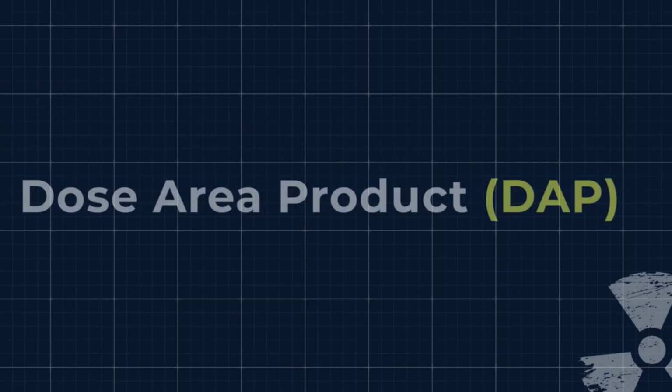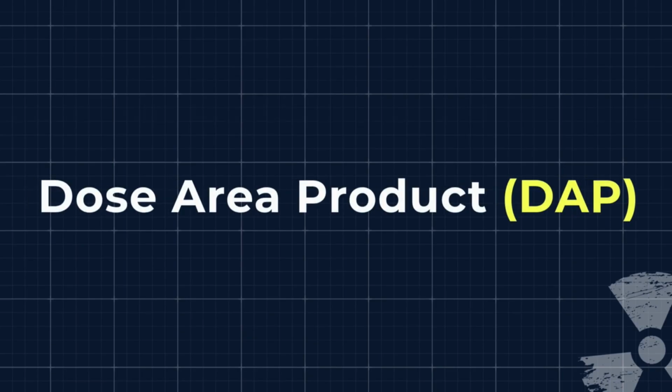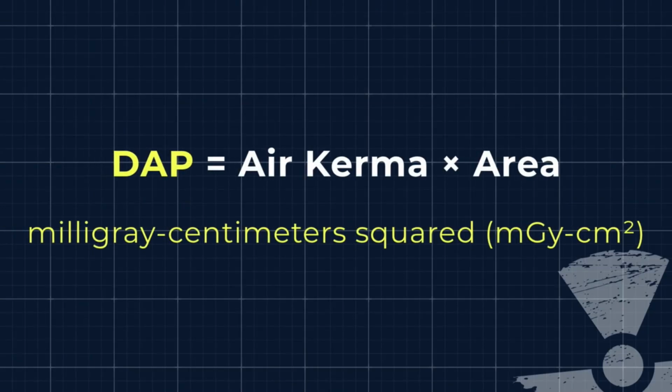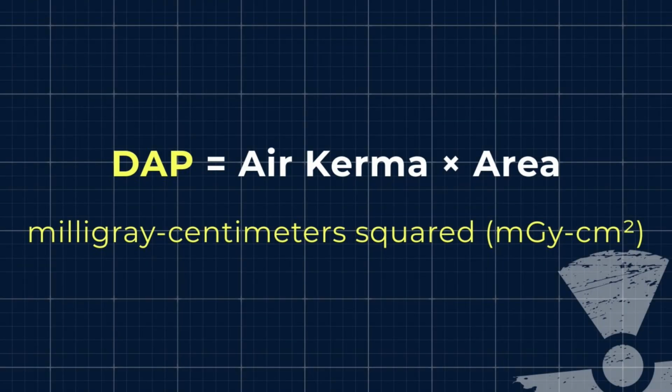Now, one last thing that we need to know before wrapping up is dose area product, or DAP. DAP is a little different from what we've covered so far. Instead of just measuring dose at a single point, it factors in the size of the area being exposed as well. Essentially, it's the total air KERMA summed across the entire exposed surface of the patient, a way of capturing how much radiant energy was delivered to that portion of the body. It's calculated by multiplying air KERMA by the exposed surface area, and it's expressed in units of milligray centimeters squared.